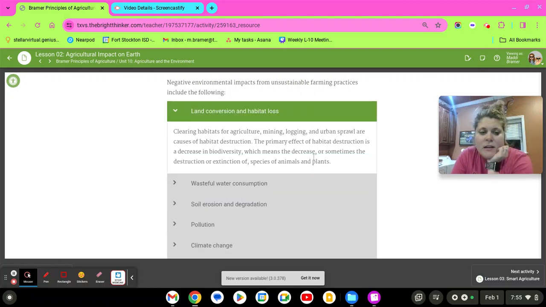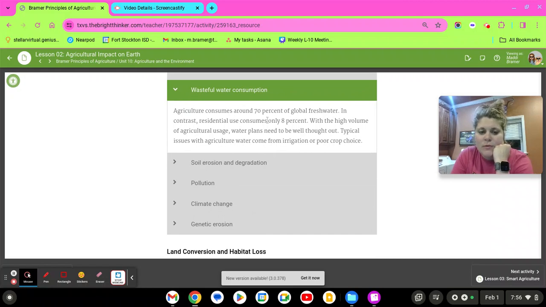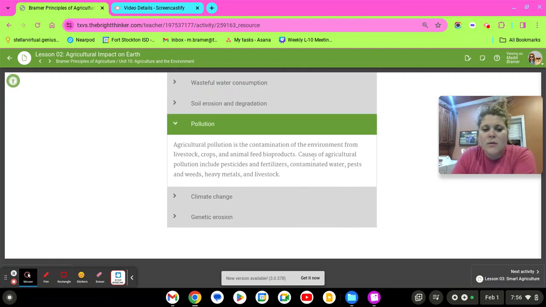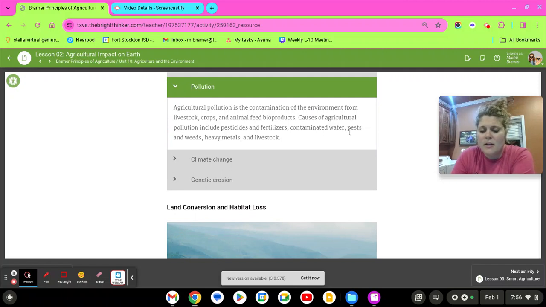Land conversion and habitat loss, so clearing habitats for agriculture, mining, logging. This is detrimental. Wasting water. We've talked about our fresh water and our supply. Agriculture consumes about 70% of it. Residential use is only 8%. So with the high volume, there are some issues with that and some problems with irrigation and things of that nature. Pollution, we have a lot of livestock and they go to the bathroom, and we have a lot of pesticides and chemicals that we use as well.